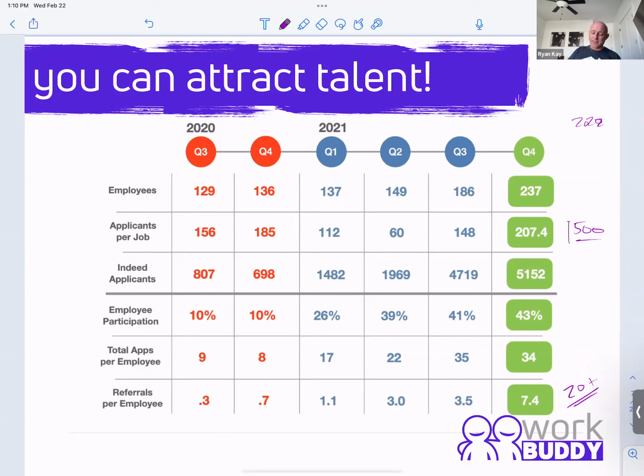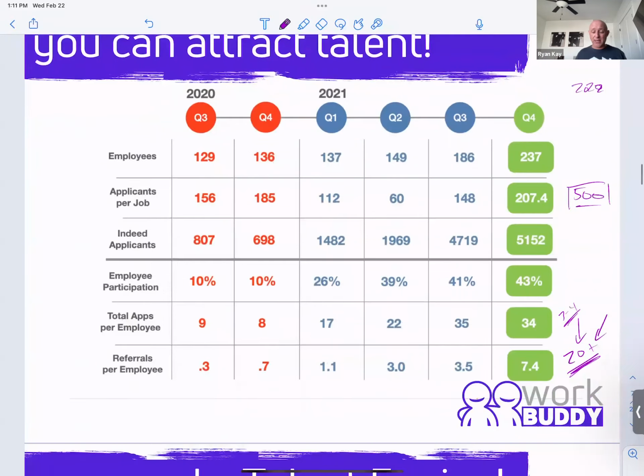I'm not just rejecting 500 applicants every time I hire somebody. I'm actually rejecting 20 employee referrals. My average client gets somewhere around 3 to 4 employee referrals per hire. I'm getting 20. And this measurement, the idea that I'm getting so many applicants who are referred to me from my employees, says this isn't just about being good at recruiting. It's not just that I have great job ads. It's that I have a great place to work. And so I'm going to explain what that means.